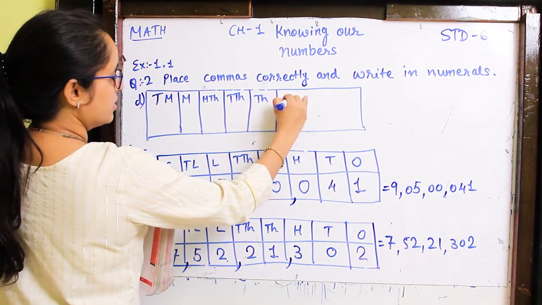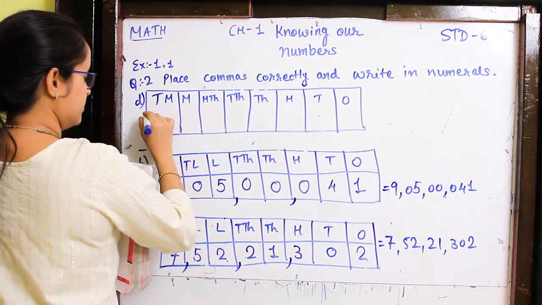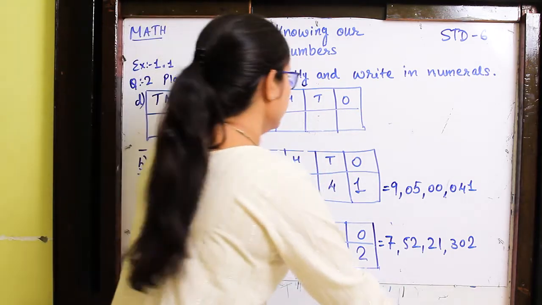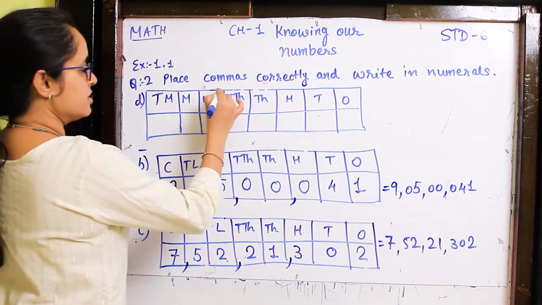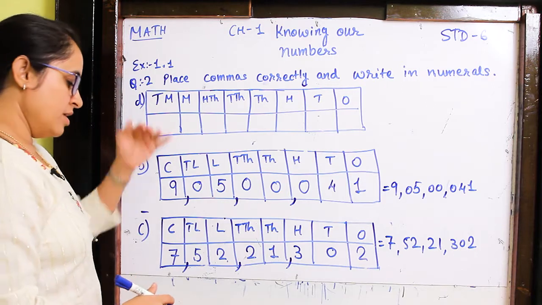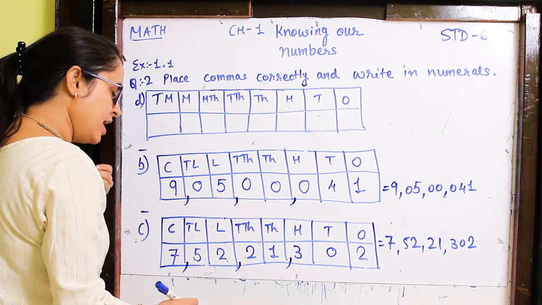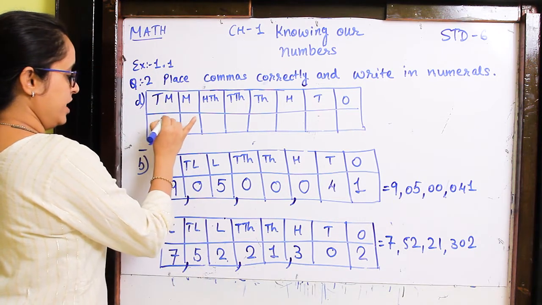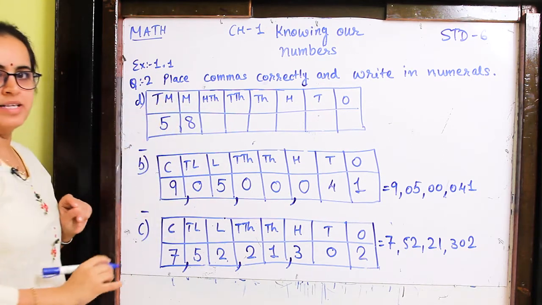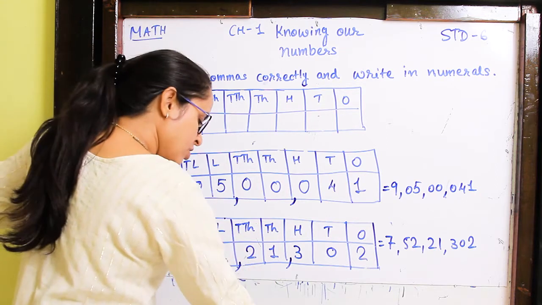Now D is, I'm reading, 58 million, that means international number system, 423,202. So now it is international number system and it is 58 million, that means you have to start with 10 million, then million.